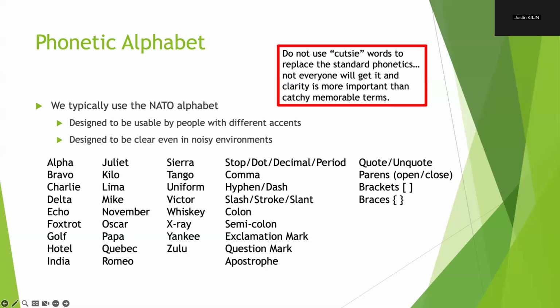Justin, go ahead. Oh, just regarding your warning about cutesy words, I hear people saying kilowatt instead of kilo all the time. Yes. Do you hate that, or is that okay because it's radio?